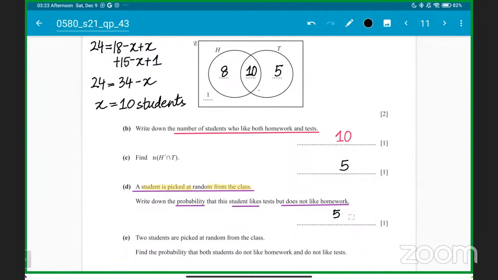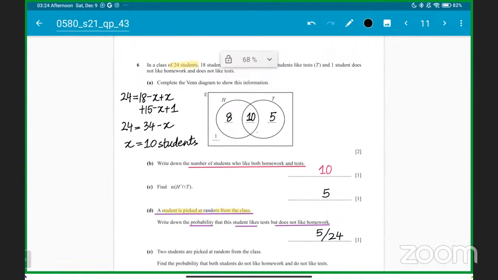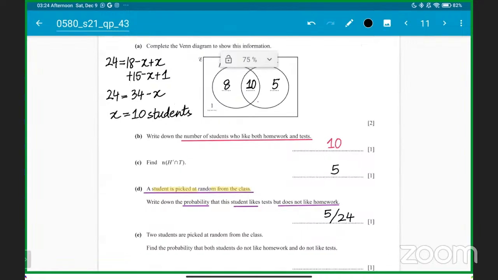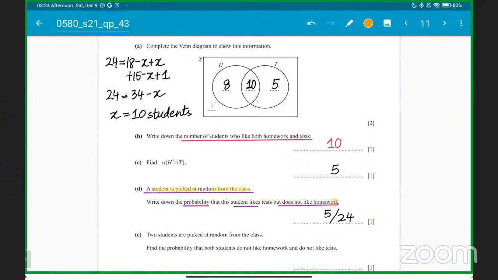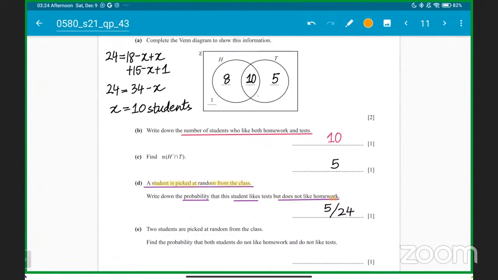In this, you don't have to show any working, just write down the answers, okay? No working is required. Working you have done for this, that's enough. Simple. 24 students are total, वो denominator में आ जाएगा. Numerator में what is the requirement? The student likes test but does not like the homework. So that is why it's only 5 students.